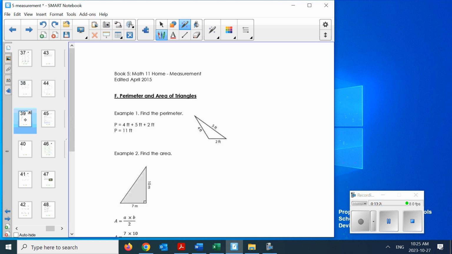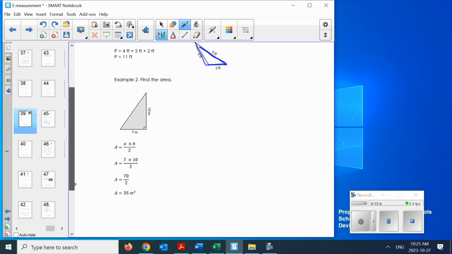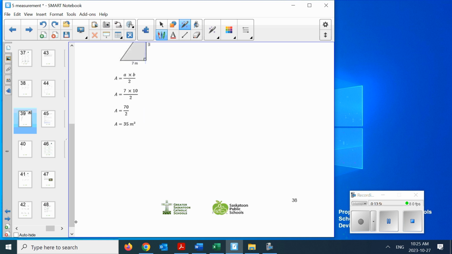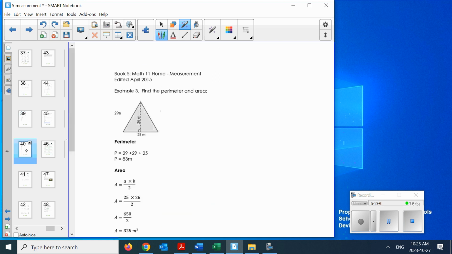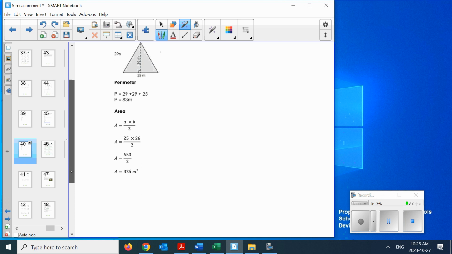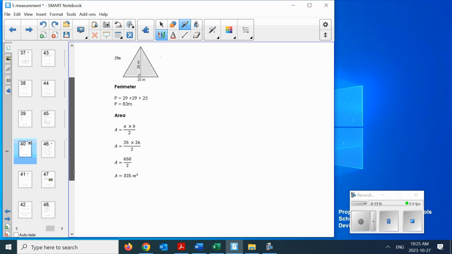Then triangles. Perimeter is easy for this one, but we aren't given a height in any direction. So you can't actually find the area of that example one. You need more information. Just like this, you can't find the perimeter right off the bat, but you can find the area, and that's what you're asking. 10 times 7 divided by 2. I use the divide by 2 instead of the fraction. Find more area and perimeter when you're given enough information.